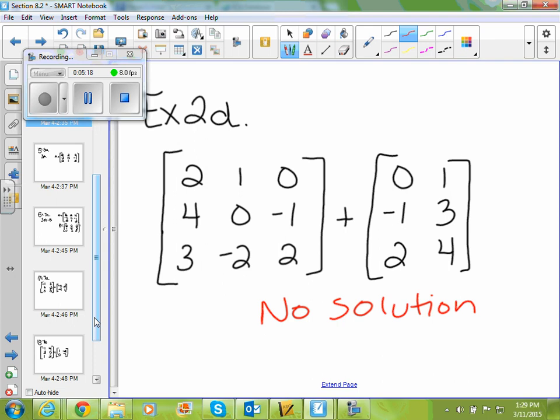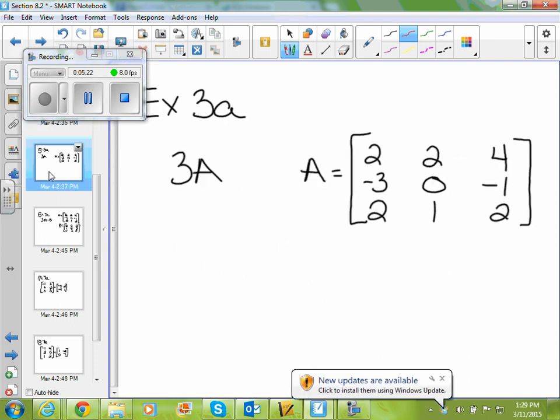Okay, so any questions on adding or subtracting? For scalar multiplication, I said that we're going to multiply. So if I'm given 3 times A, then I know that I need to take matrix A times 3. The matrix A is 2, 2, 4, negative 3, 0, negative 1, and 2, 1, 2. Every number times 3.